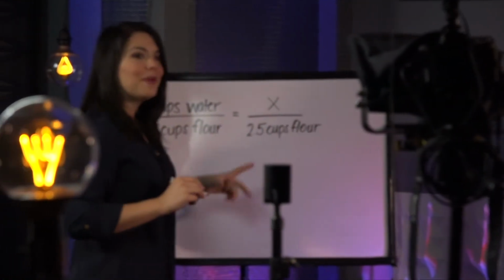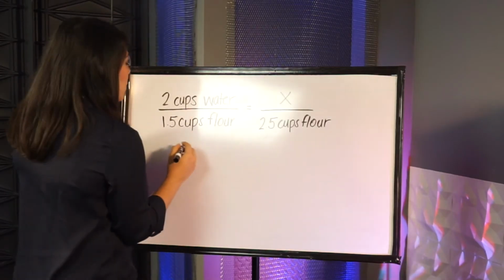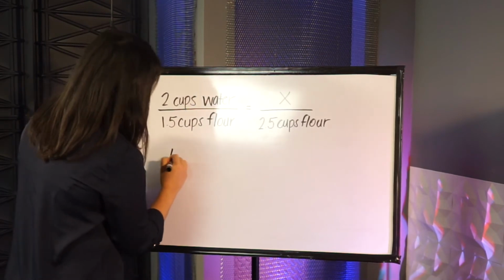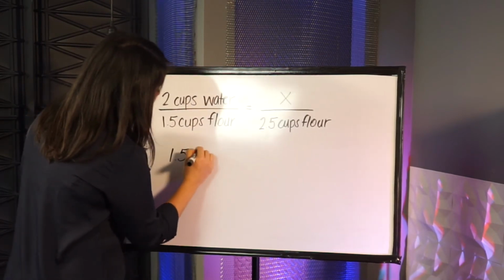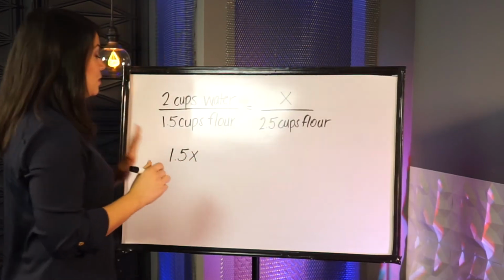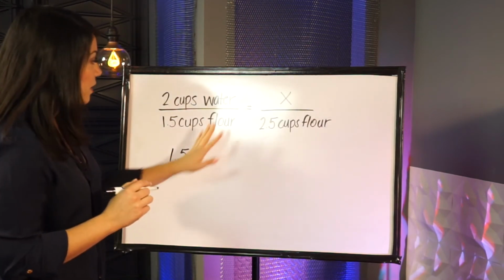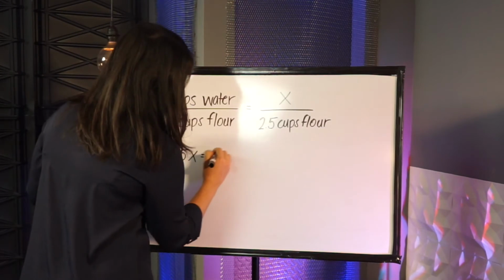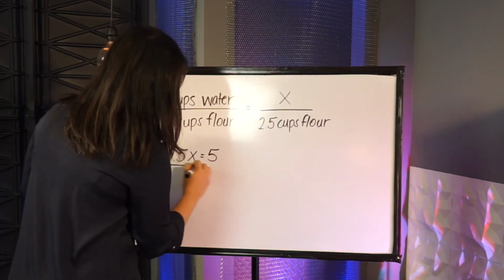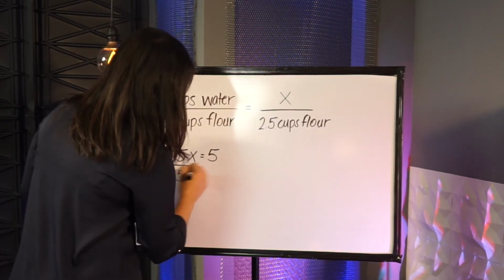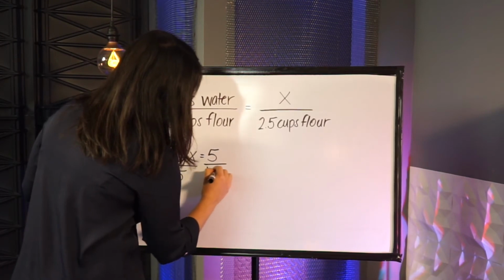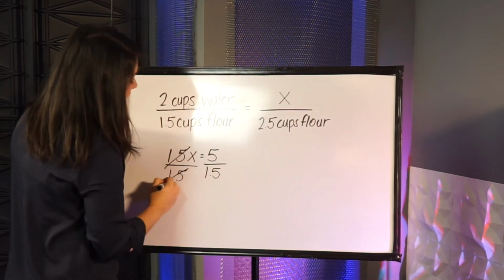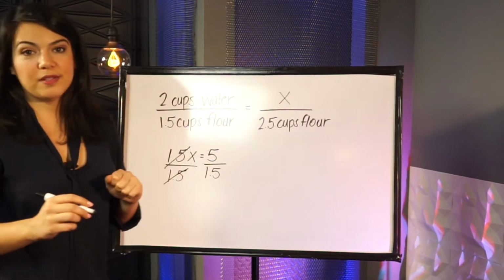So we cross multiply because that's just what we do when we have 2 fractions equal to each other. 1.5 times x is 1.5x. Now we're going to set that equal to 2 times 2.5, which is 5. We're going to divide by 1.5 to isolate the x, and we're going to go ahead and work this out.